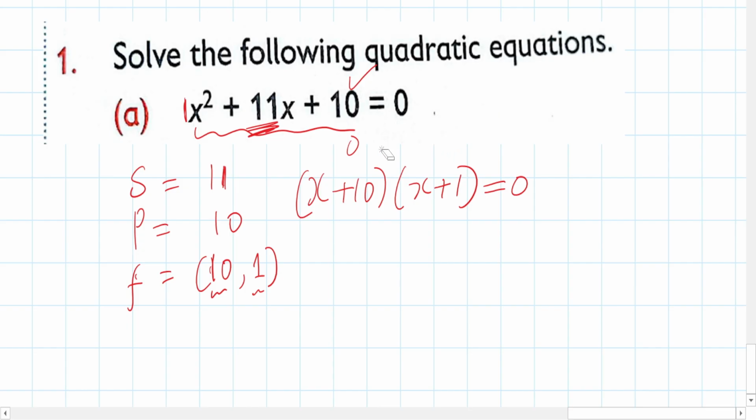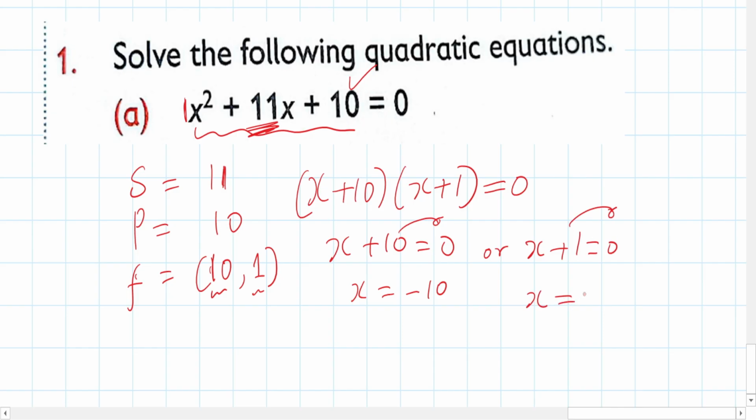So we'll say that x plus 10 is equal to 0. Now if you put the 10 to the other side of the equation, it's going to give you negative 10. Or x plus 1 can be equal to 0, and therefore if you take the 1 to the other side of the equation, it's going to give you negative 1. So you'll have two x values, that is x1 is negative 10, or x2 is negative 1.